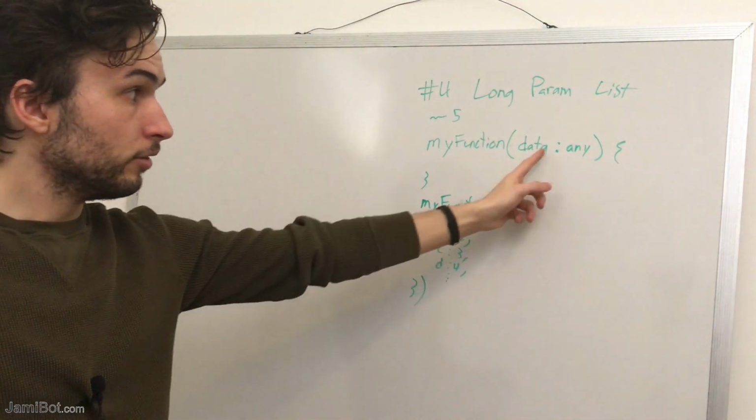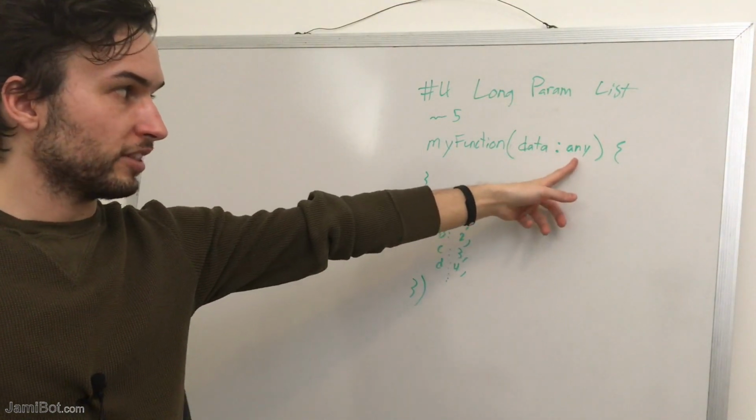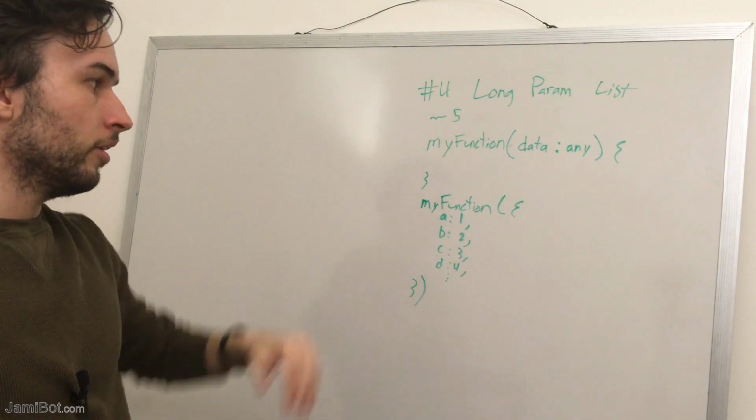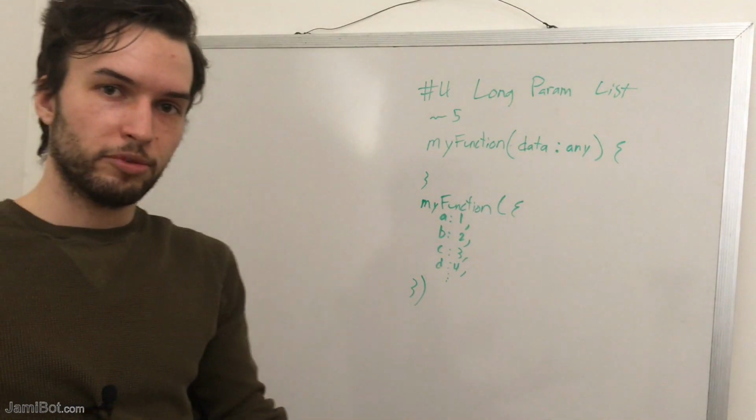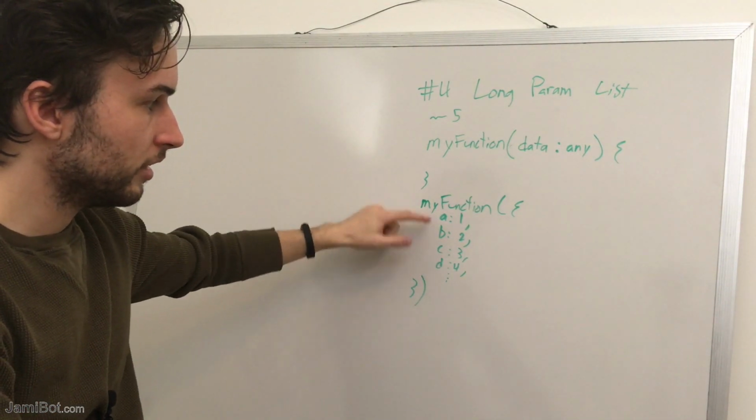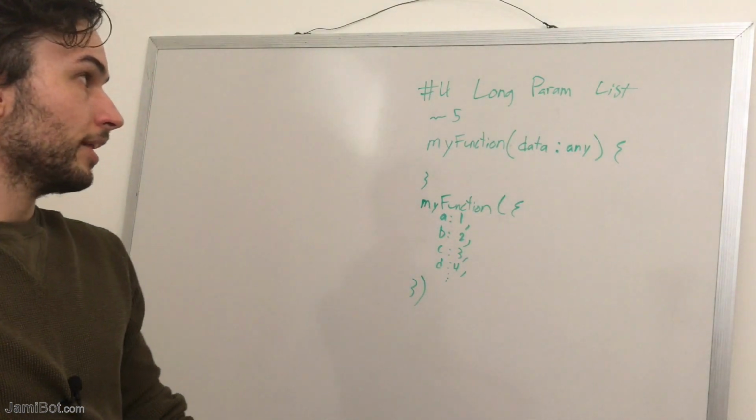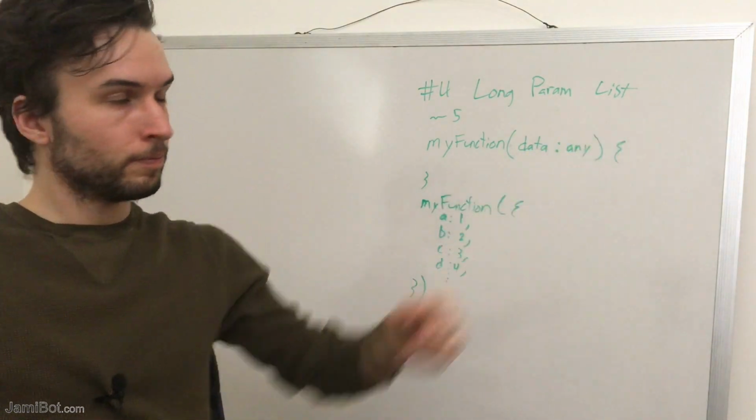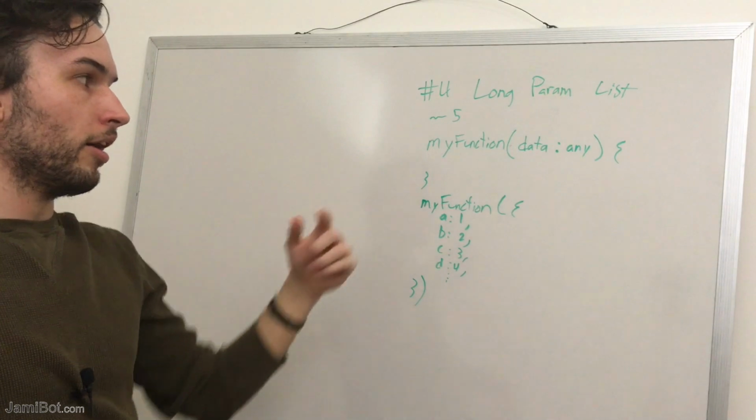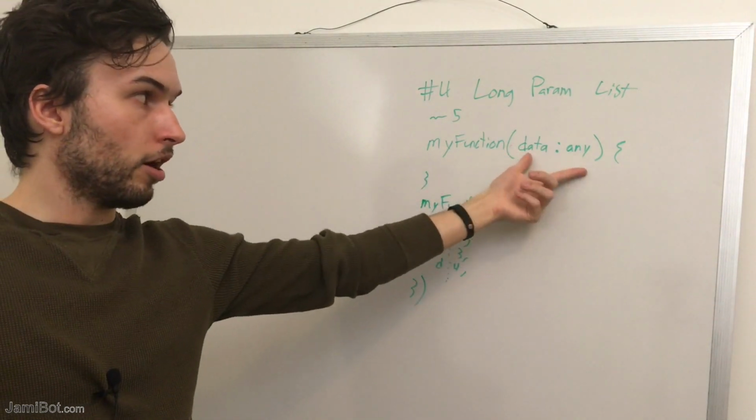All right, so this has a huge advantage of flexibility with the any type and flexibility with the order of these. I can pass the D first or I can pass the B last, you know what I'm saying? So guys, that is the long parameter list design smell. Basically it happens if you have more than 5 or so parameters. All right, and it's easily fixed in TypeScript by just passing in an object like this.